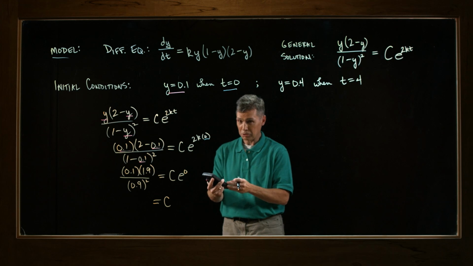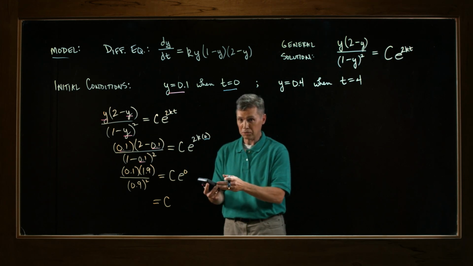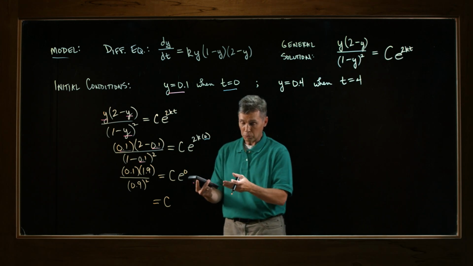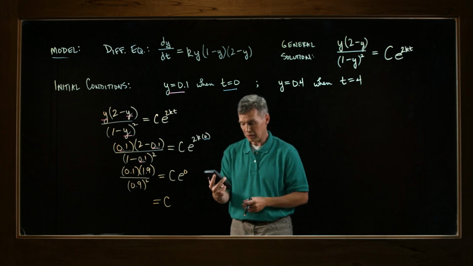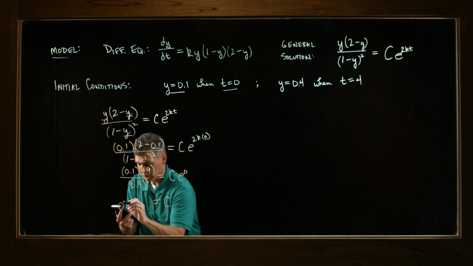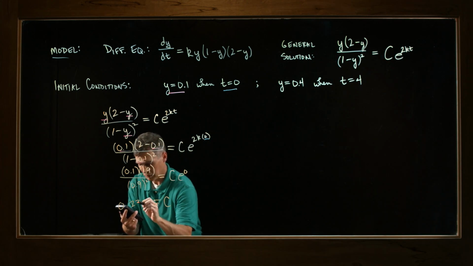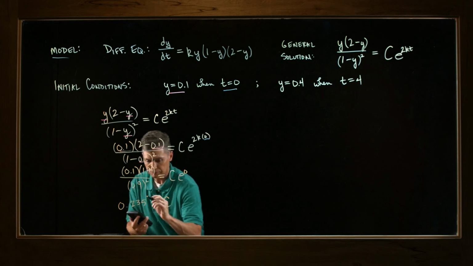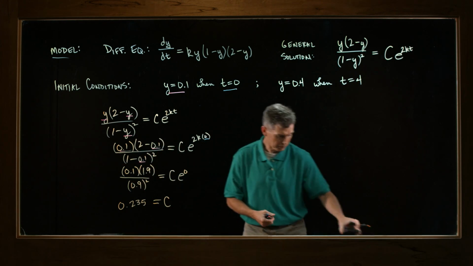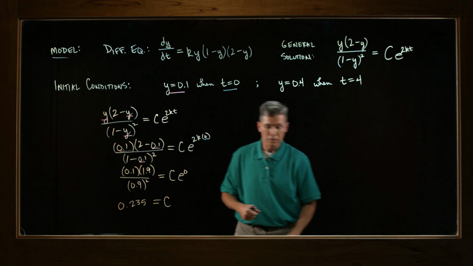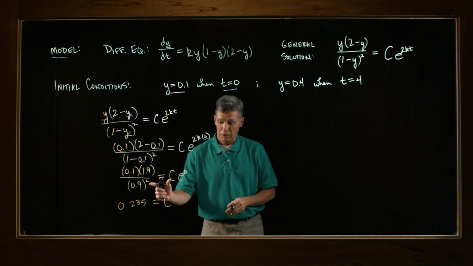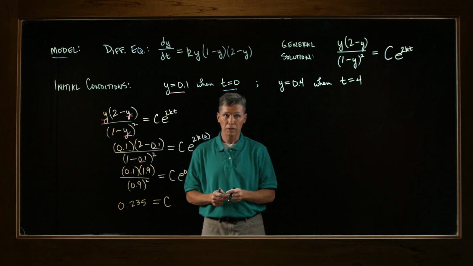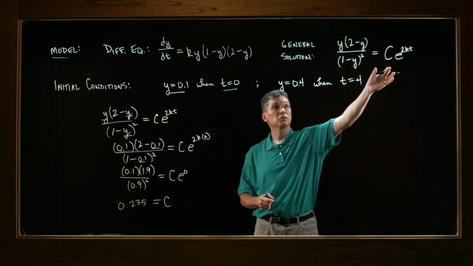Now, depending on your calculator skills, just be careful if you have to include parentheses. I've got my order of operations all set, so if I hit enter, I'm getting 0.235 for my value of c. Okay, that's my first unknown, the value of c, unknown in the general solution.